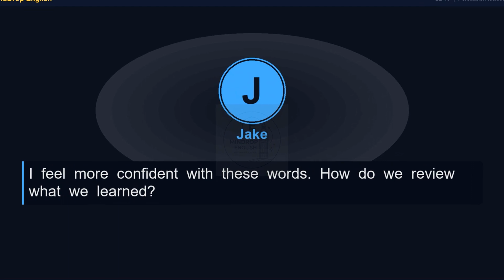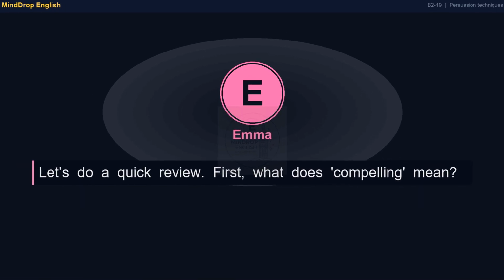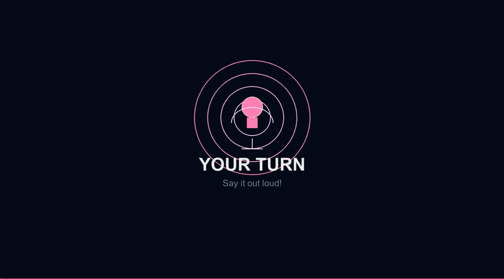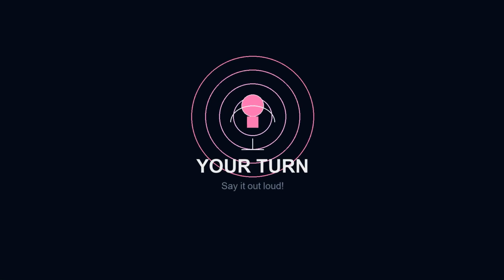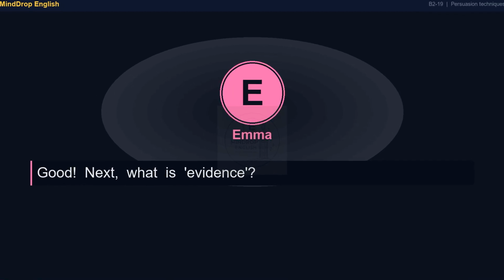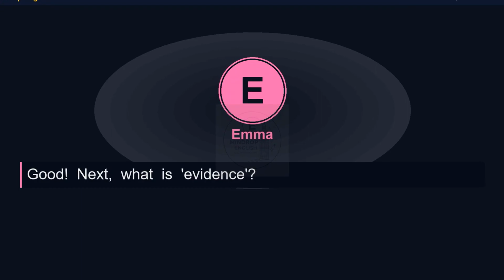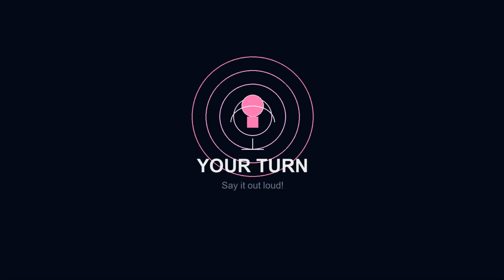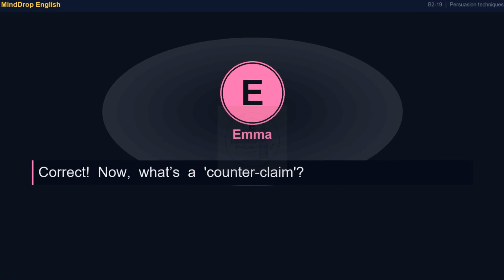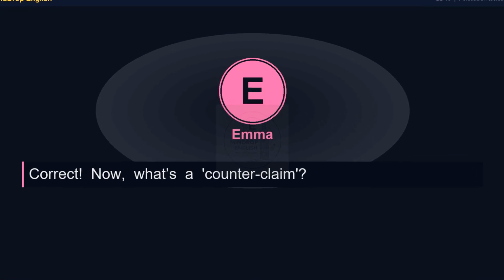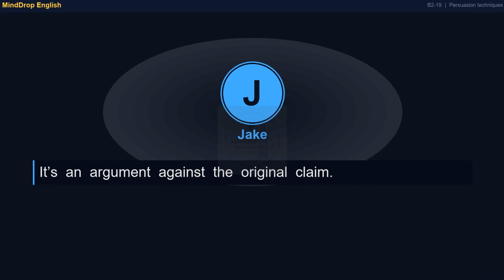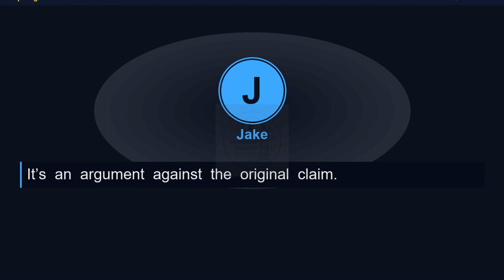How do we review what we learned? Let's do a quick review. First, what does compelling mean? It means interesting or convincing. Good. Next, what is evidence? It's the support for our argument. Correct. Now, what's a counterclaim? It's an argument against the original claim.